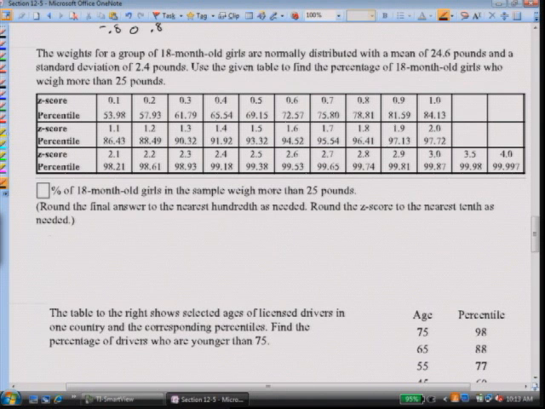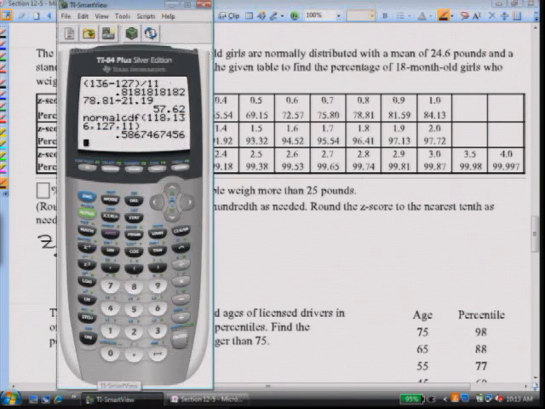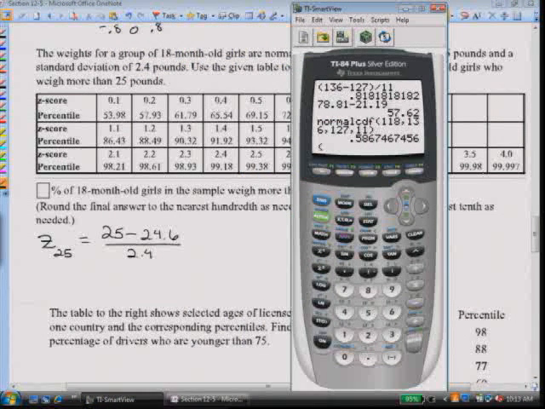Okay, so we're going to need to get the z-score for 25. That's the data value, which is 25, minus the mean, which is 24.6, divided by the standard deviation, which is 2.4. So we come in here on our calculator, and we do 25 minus 24.6 divided by 2.4.